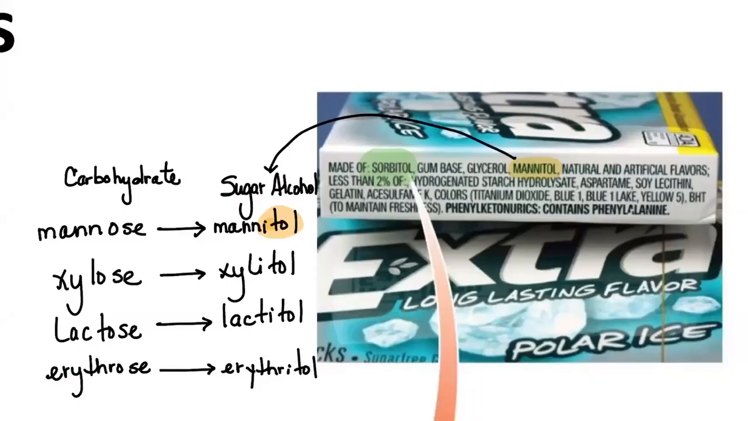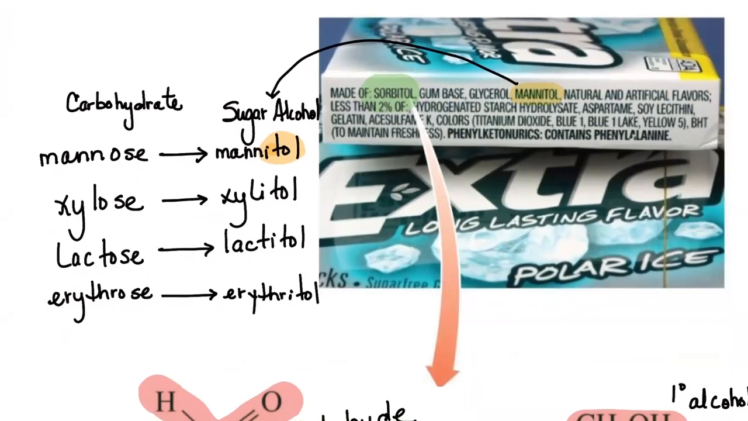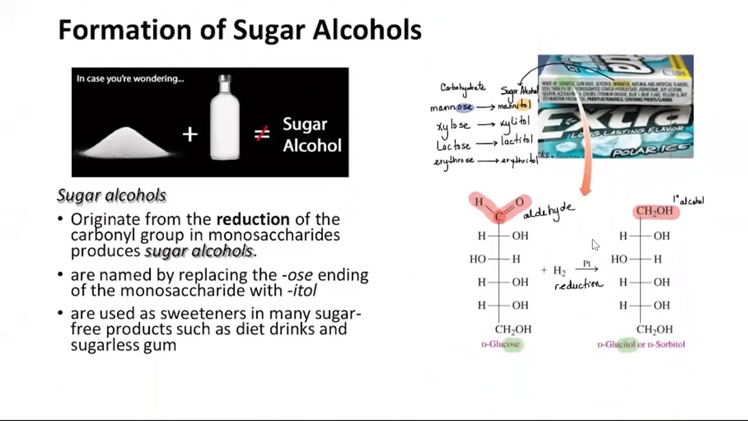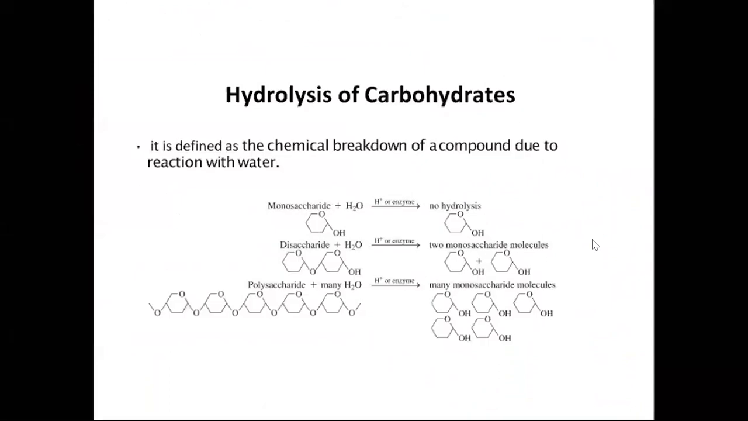So as you can see, if you're given the name for the carbohydrate, we can derive the sugar alcohol name. And vice versa, if we're given the sugar alcohol name, we can derive what is the carbohydrate. Any questions on sugar alcohols? Then let's move on to the next reaction, which is hydrolysis of carbohydrates.